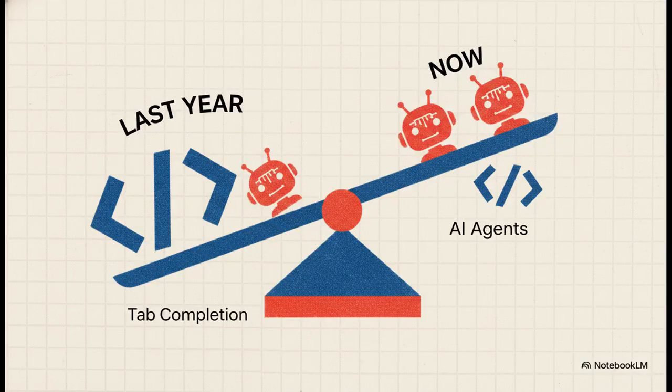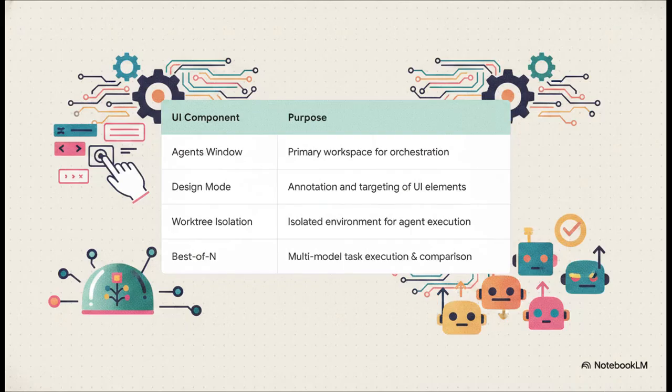And look, this new interface isn't just some gimmick, it's a direct response to a massive shift in how developers are actually working. Cursor's internal data shows this stunning trend. Developers are now using these autonomous agents twice as much as they're using simple tab completion. That's a complete flip from just a year ago, and it's a huge signal that the way we code is fundamentally changing fast.